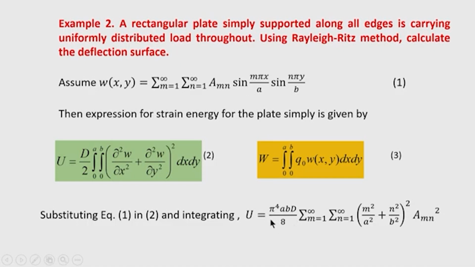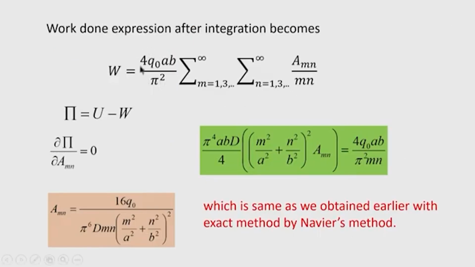So, this is the strain energy of the plate, and the work done due to external loading is expressed in this form: 4 q naught a b divided by pi square, summation m is equal to 1, 3, odd number of terms, as we have seen in the case of Navier's method, and also for n odd, only odd terms contribute to the work done. So, we get this work done as a double summation a m n divided by m n.